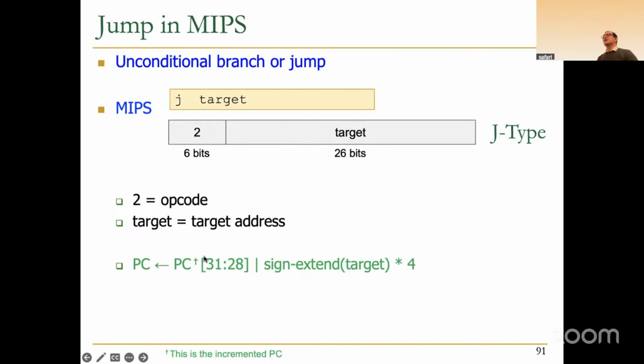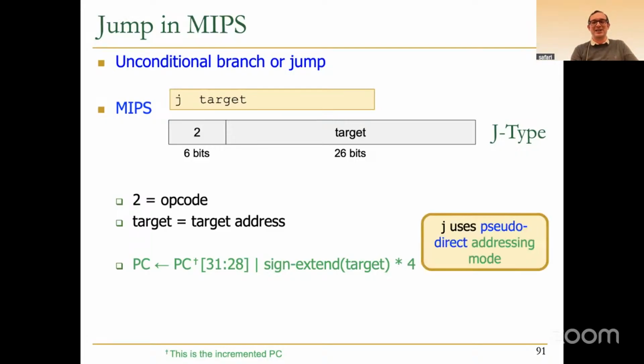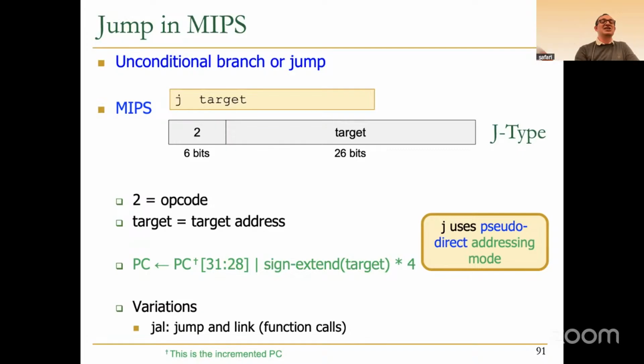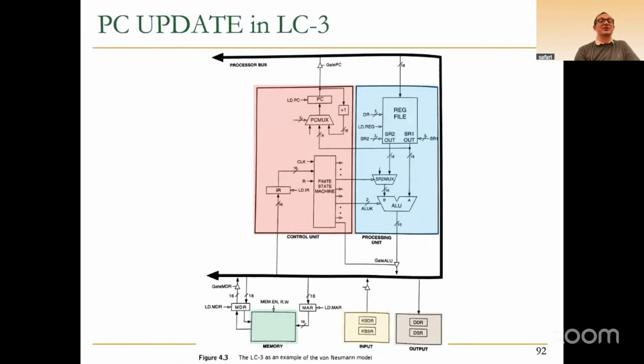This way you can jump relative to the program counter. Your program counter is here. You use the top 4 bits. They don't change. But relative to it, you find a location to jump to, right? It could be anywhere within the vicinity of 2 to the 26 up there and 2 to the 26 down there. Okay, this uses a pseudo-direct addressing mode. We will see this later on. It's also called a PC relative addressing mode. So there are variations like jump and link for function calls that I'm not going to talk about.